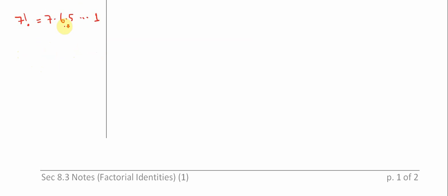In this video, we will explore this special case of 0 factorial. Because if we think about factorial, so if we think about something like 7 factorial, then that's really equal to 7 times 6 times 5 all the way down to 1. So that's 7 times 6 times 5 times 4 times 3 times 2 times 1.